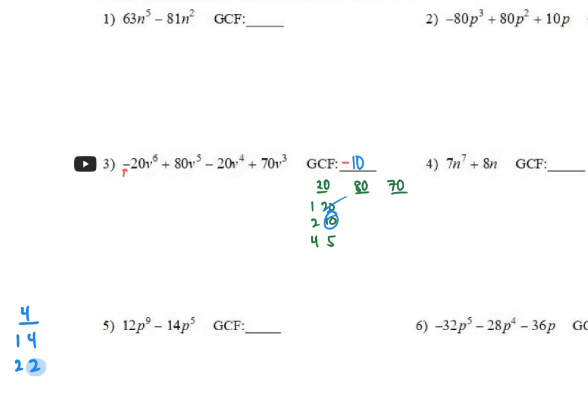Okay, lastly, we look at our lowest variable term. In this case, it's going to be v cubed. All right, so now to factor, we know that that's going to be one of my factors. So negative 10v cubed. And then to get the inside, we're going to divide everything by negative 10v cubed.